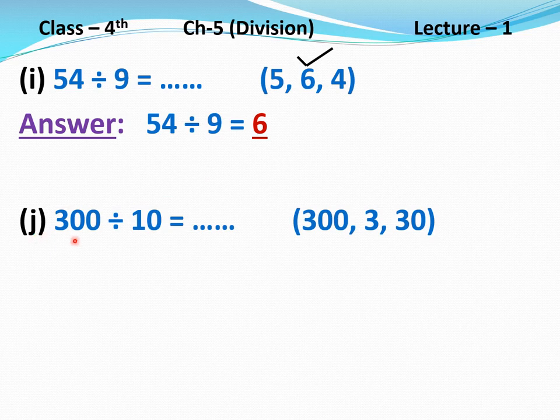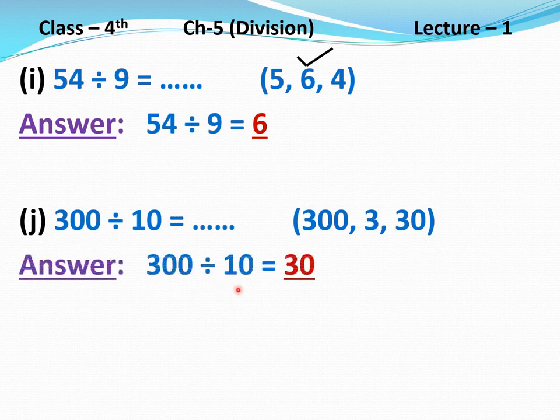Now J part, 300 divide 10 equal to dash. Options are given 300, 3, 30. 300 divide 10. 300 is dividend and 10 is divisor. See, in 300 there are 2 zeros and in 10 only 1 zero. So you will cut 1 zero from the dividend, from the right side. So cut the 0. So what will be the quotient? Quotient will be 30. So write down answer. 300 divide 10 equal to 30. So correct quotient is 30. So take the correct quotient, that is 30.